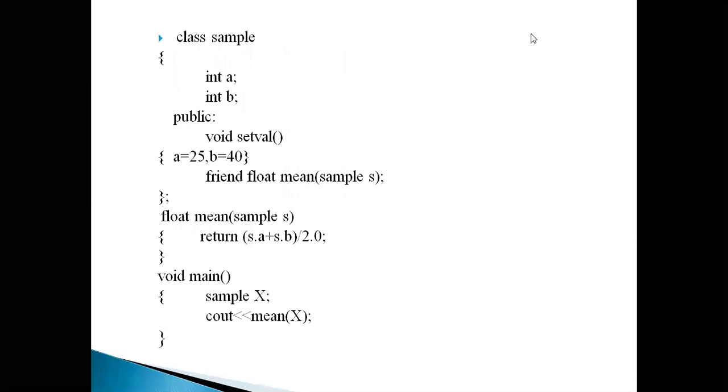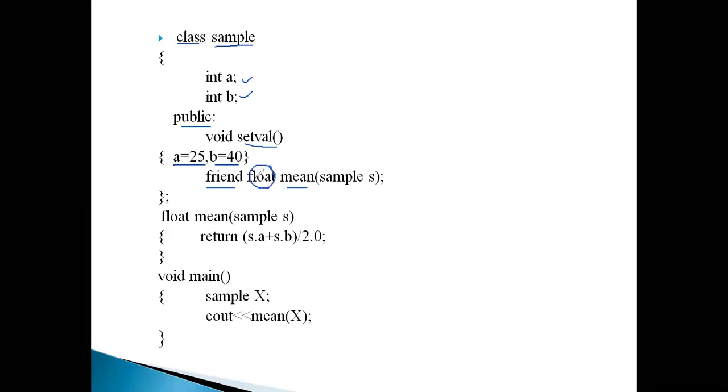And there is one more friend function example which specifies how to work with the friend. Observe clearly. Here I am defining a class sample by means of the keyword class, and I am using two data members in private, A and B. Coming to the public section, I am defining a function setVal. In this function, I am assigning the value 25 to A and 40 to B, and I am declaring one more function, mean, as a friend function by using the keyword friend, and this function returns a float value.